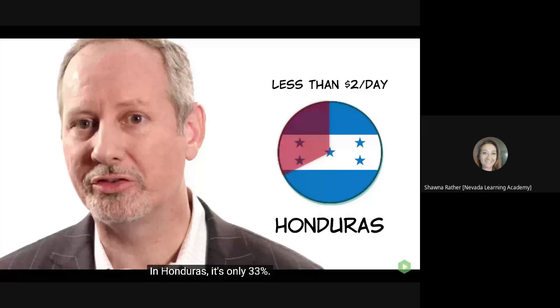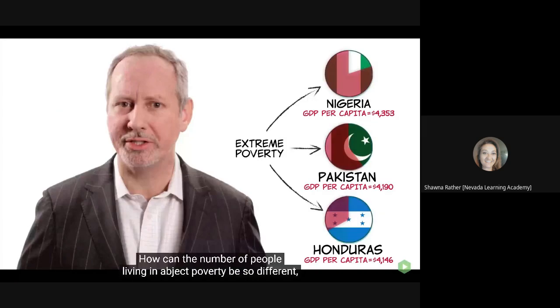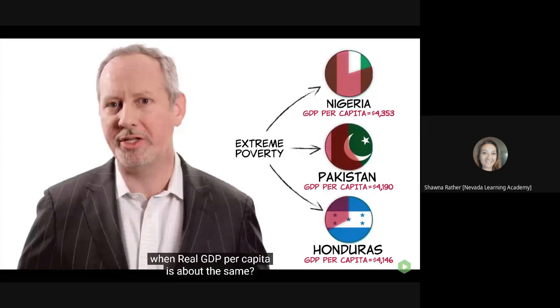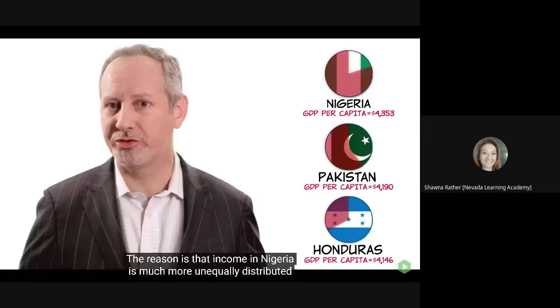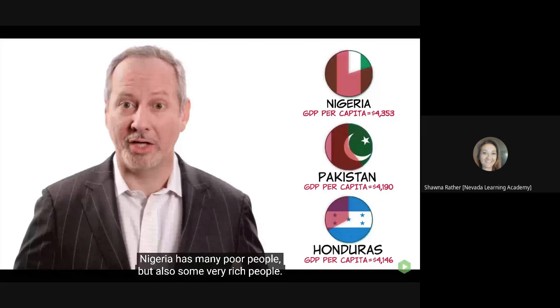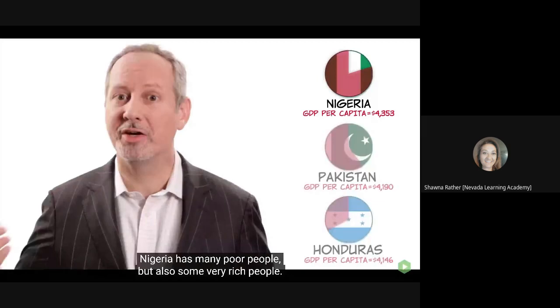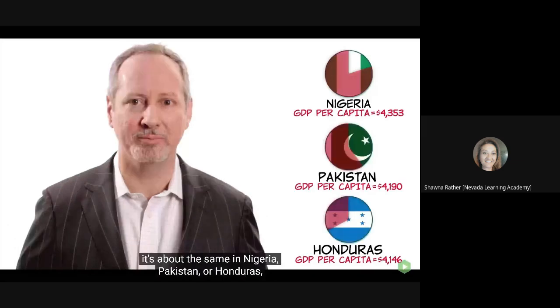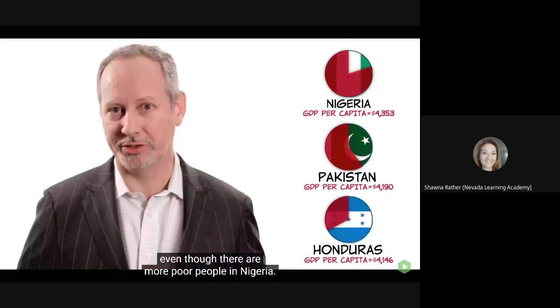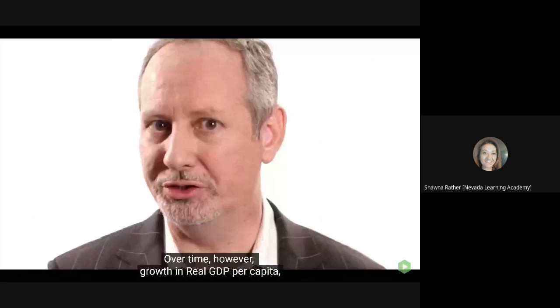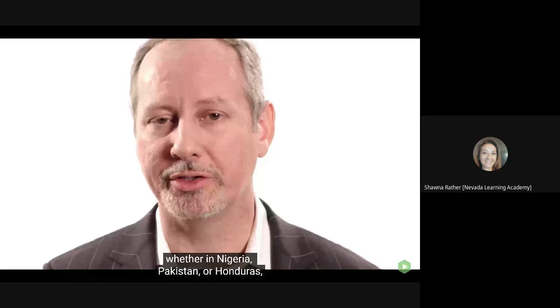How can the number of people living in abject poverty be so different when real GDP per capita is about the same? The reason is that income in Nigeria is much more unequally distributed than in Pakistan or Honduras. Nigeria has many poor people, but also some very rich people. So average income is about the same in Nigeria, Pakistan, or Honduras, even though there are more poor people in Nigeria. Over time, however, growth in real GDP per capita, whether in Nigeria, Pakistan, or Honduras, usually does indicate growth in everyone's incomes, including the incomes of the very poor.